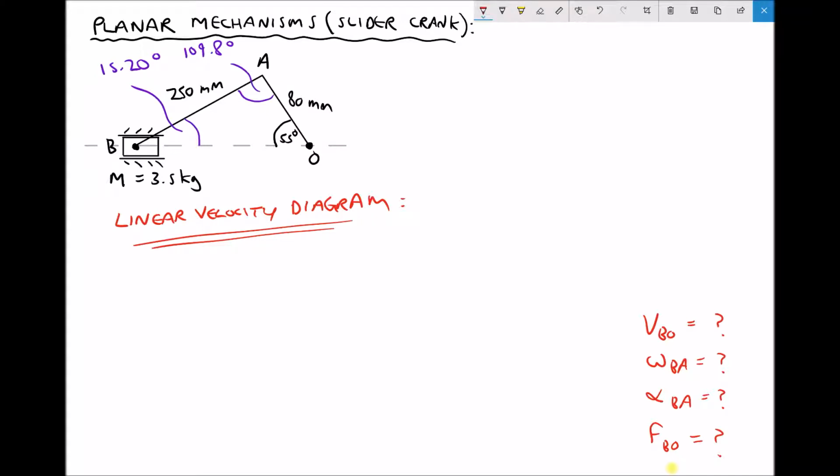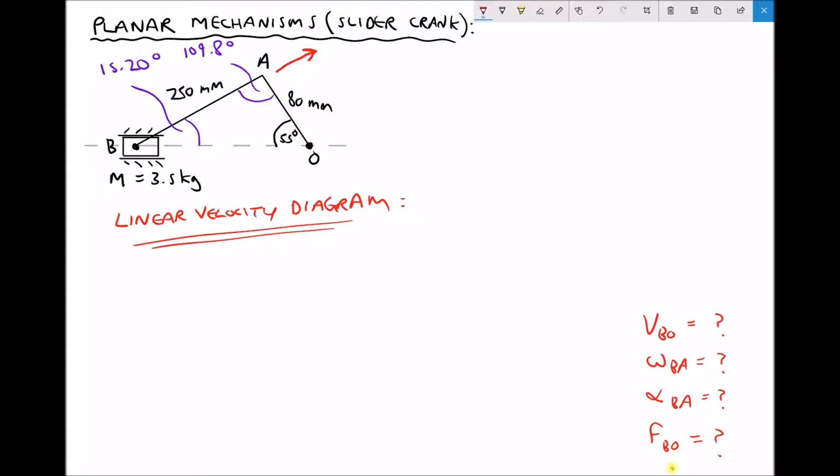Okay, so as we're using trigonometry, there's no need for us to produce a scale drawing. However, we are going to produce a sketch so that we know which velocities we're trying to determine. Now, the first velocity that we're going to look at is the linear velocity of A relative to O, which we know is perpendicular to the linkage like so.